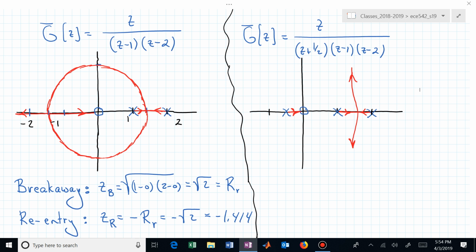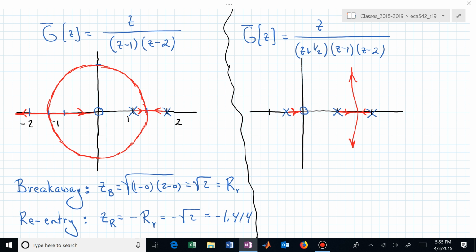You can argue similarly for the segment between the origin and 1. Now you have 2 poles giving you 180 each. Those add up to 360. The 0 gives you nothing. That angle anywhere between 0 and 1 gives you an angle of 360. That can't belong to the root locus.